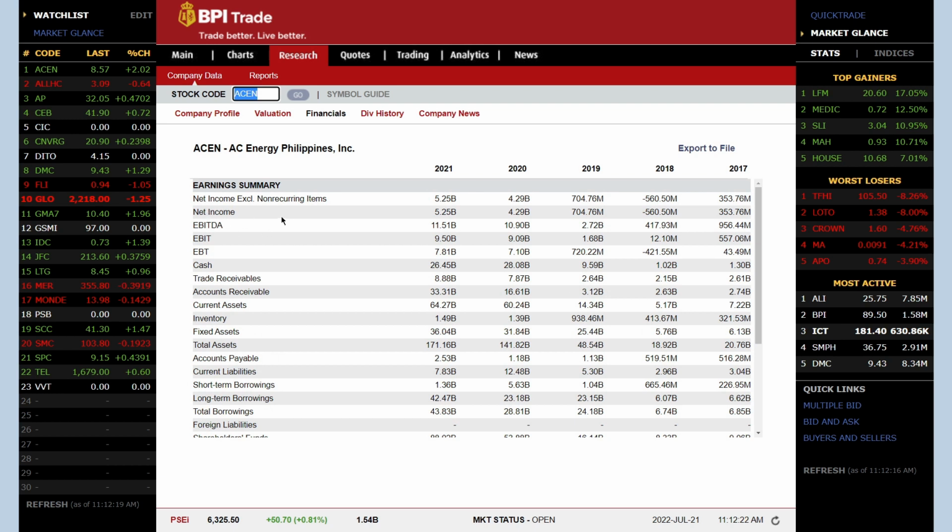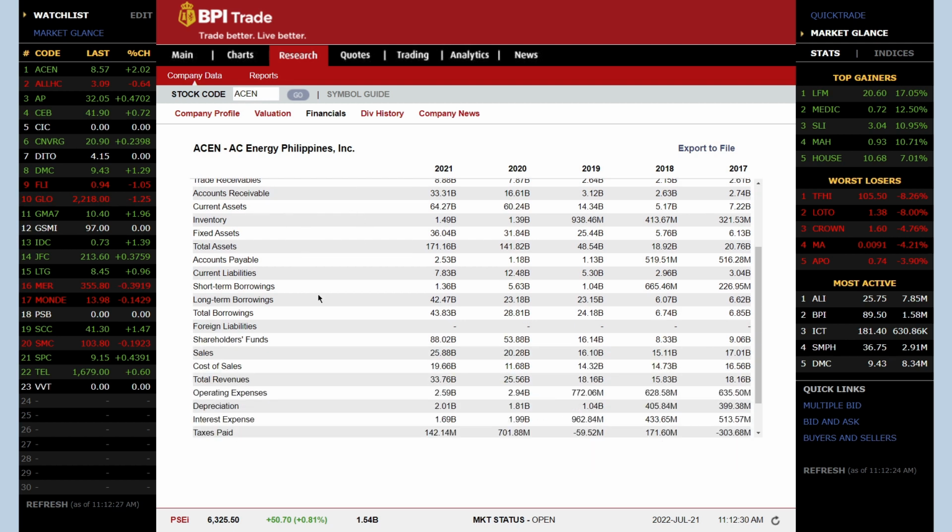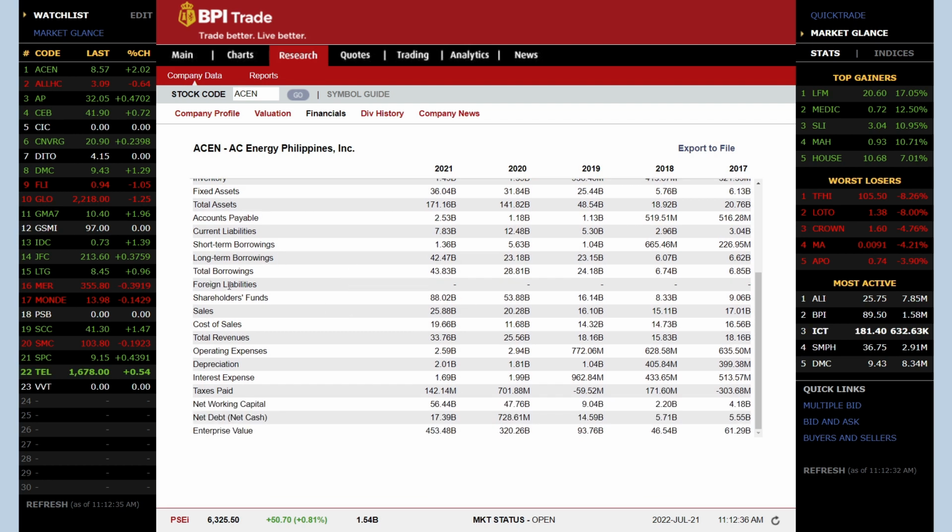Makikita nyo dito yung net income or net losses, katulad nito, negative, diba, 560M. And then makikita nyo yung mga assets nila and yung mga liabilities like debt, long-term and short-term borrowings, and total borrowings, foreign liabilities, and all that. Tapos yung mga sales, and then depreciation, taxes paid, net working capital, net debt, and enterprise value as a whole.